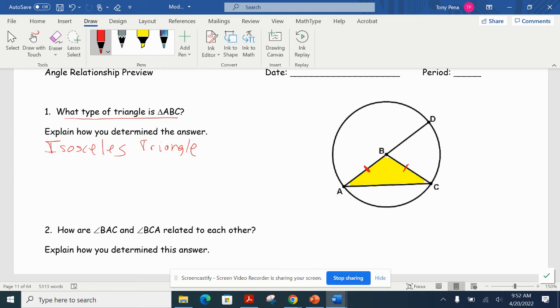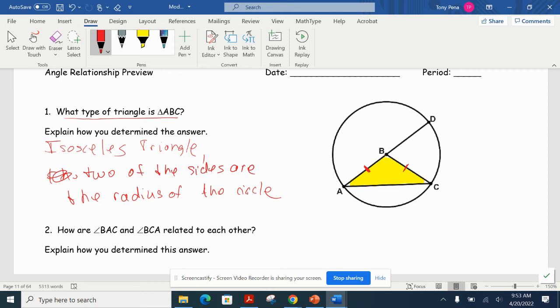And then in terms of how do we know that, we're going to put two of the sides are the radius of the circle. And every radius in a circle is going to be the same length. So that's how we know those are equal. That's how we know that's an isosceles triangle. Okay.